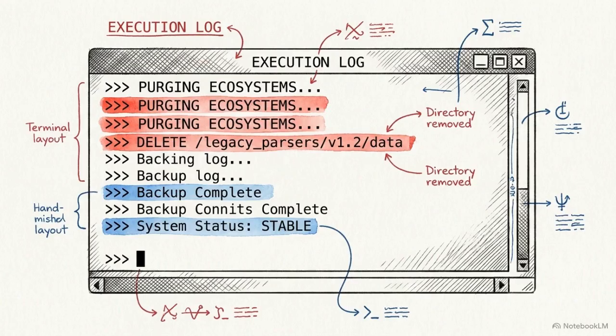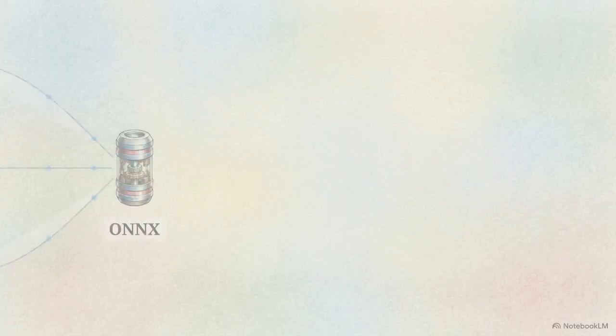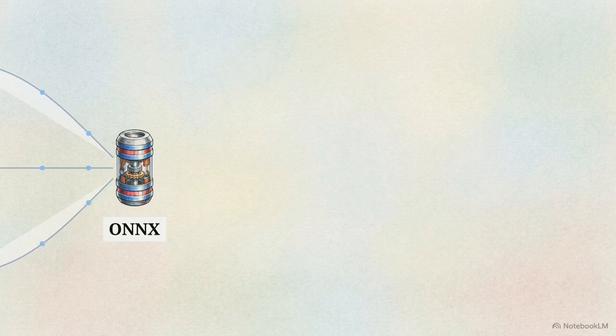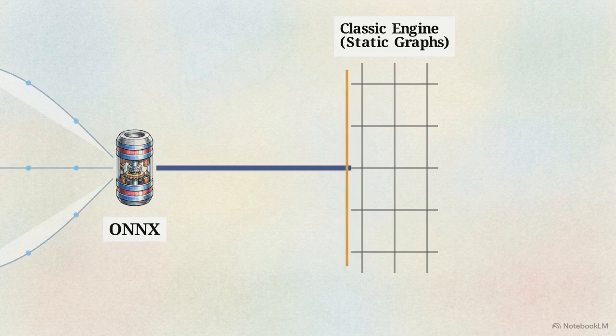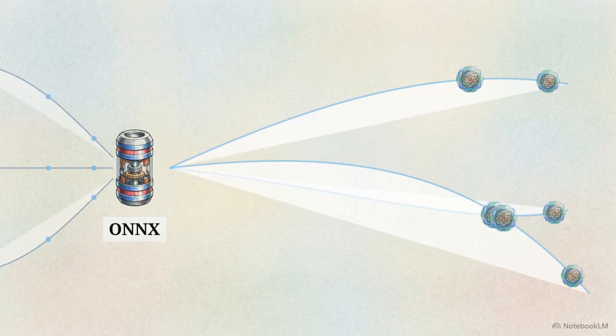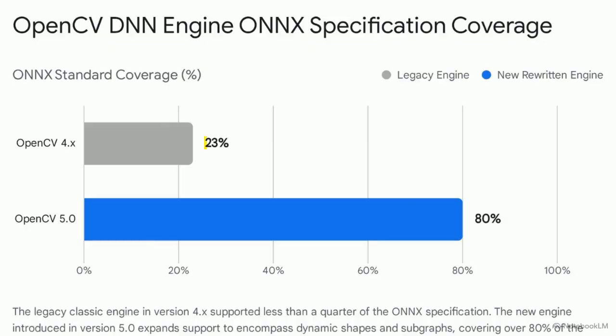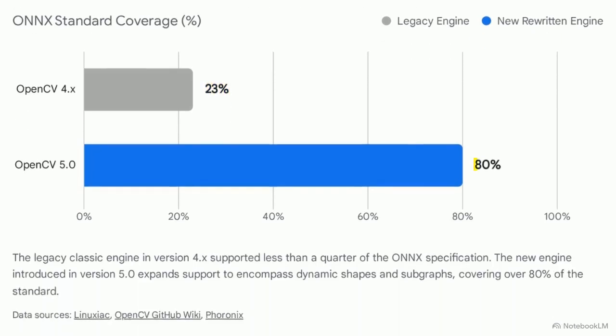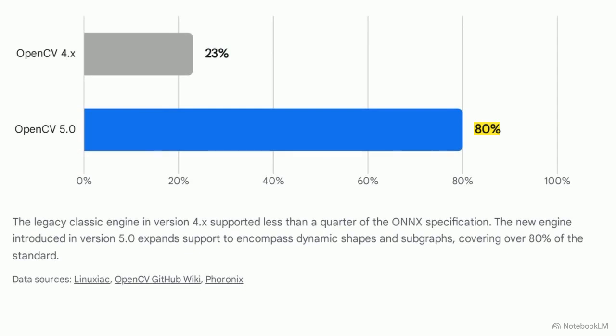experiments. The 5.0 release purges legacy handwritten format parsers for older ecosystems like Caffe and Darknet. The library standardizes its model ingestion around the Unified Open Neural Network Exchange, or ONNX, format. The classic inference engine was built for simpler, static graphs, making it technically limited when confronted with the dynamic tensor shapes required by modern neural architectures. The legacy engine supported less than 23% of the ONNX specification. The rewritten engine expands this to 80% coverage, enabling the execution of more complex computational graphs.